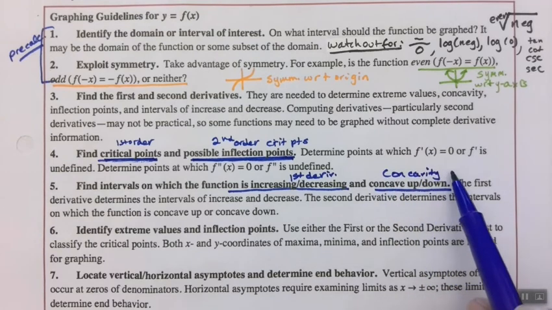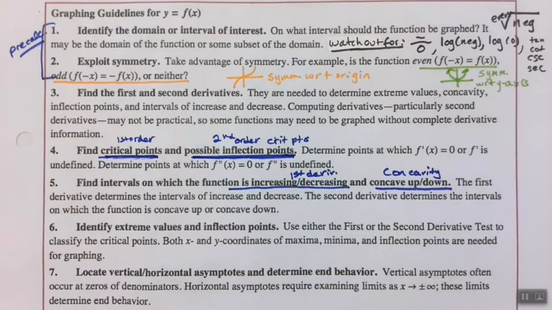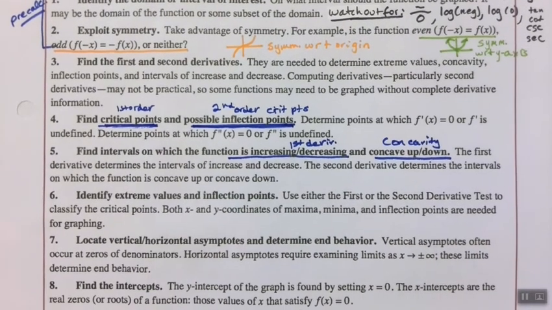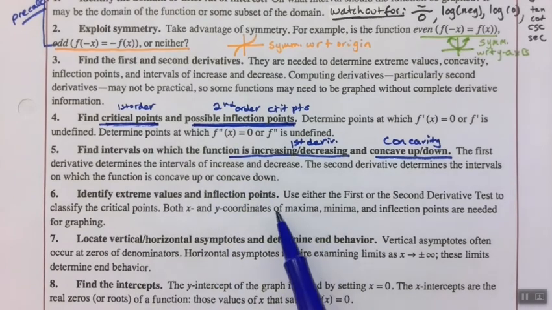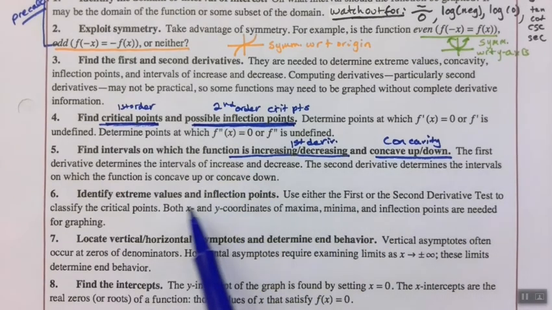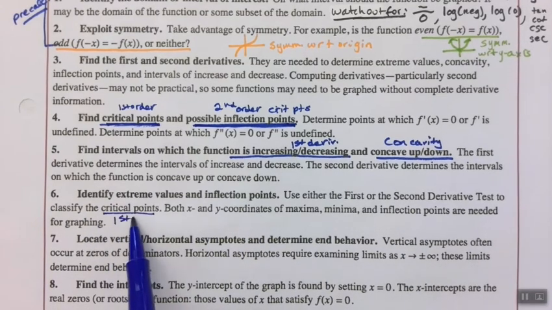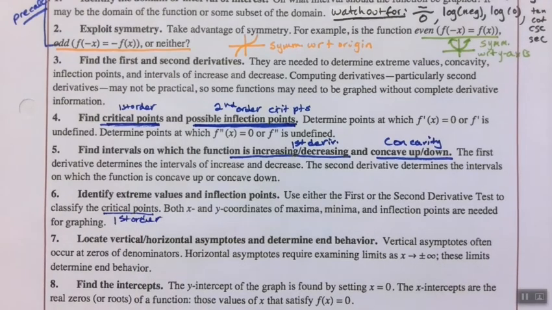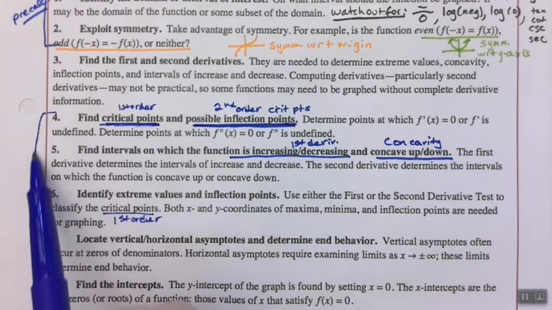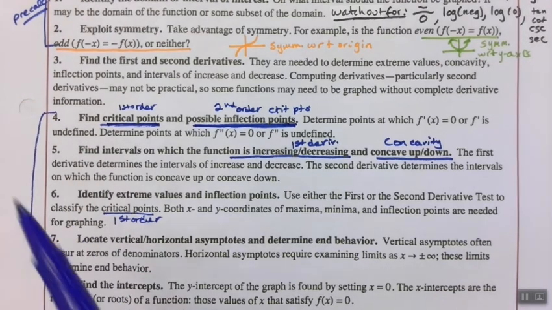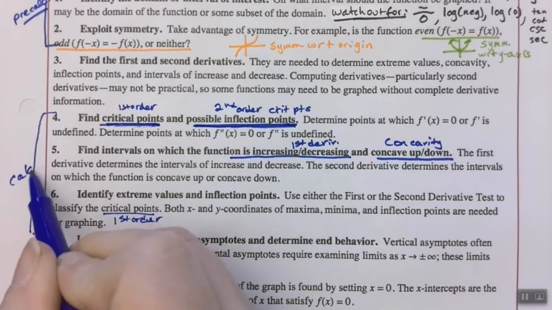Not the second derivative test. The second derivative test is actually a test for relative mins and relative maxes, so we're not using that particular test in these. Then we're going to identify extreme values and inflection points. So that would be using the first or second derivative test, either one, if you want to classify the first order critical values. The first order critical values, both the x and the y coordinate of the maxima, minima, and inflection points are needed for graphing. All right, so this would be finding all your local mins and maxes and all of that good stuff. So this is where all the calculus is.